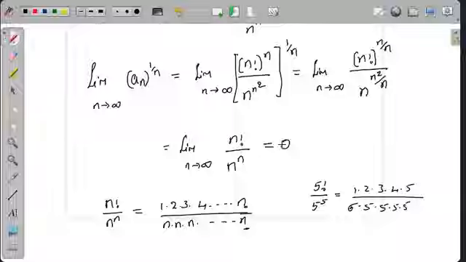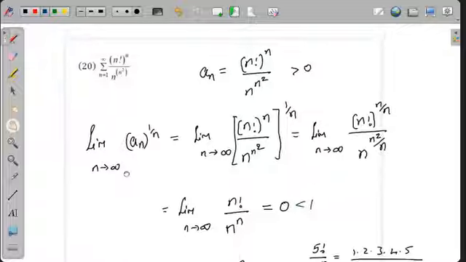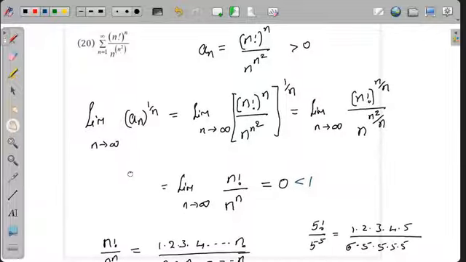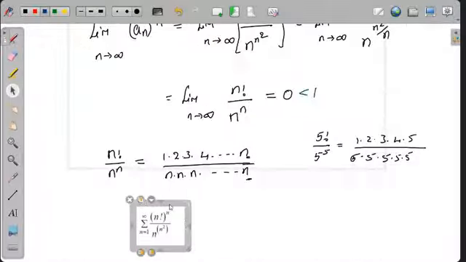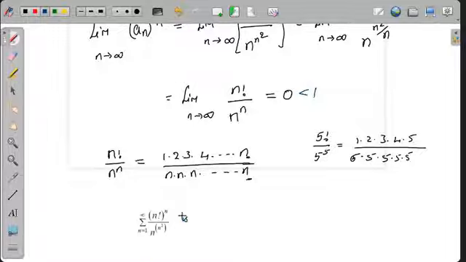Prove that n factorial over n power n converges to zero. Okay, so the limit will become zero here. If the limit is zero, it means it is less than one. So if it is less than one, what can you say about the given series? Convergence. Yes, this is convergent. Therefore, by the root test, we can say that this series is convergent. That's it. Okay. Yeah, so I'll stop it here.